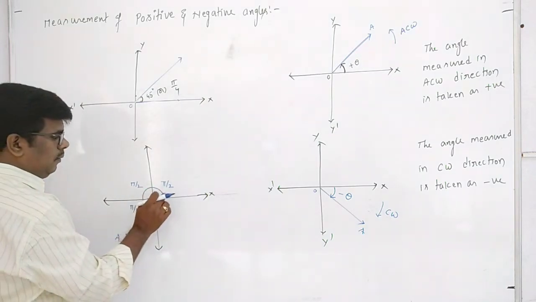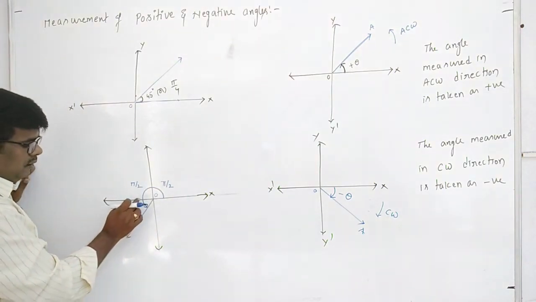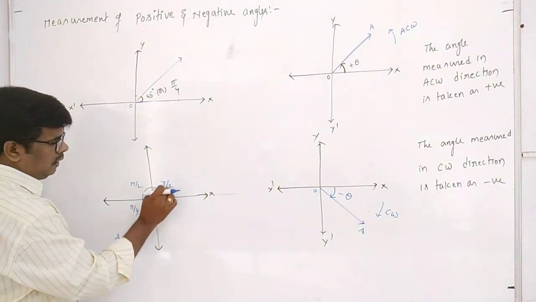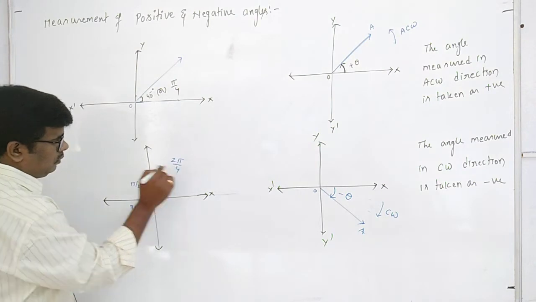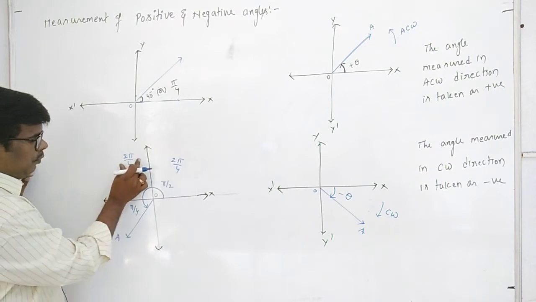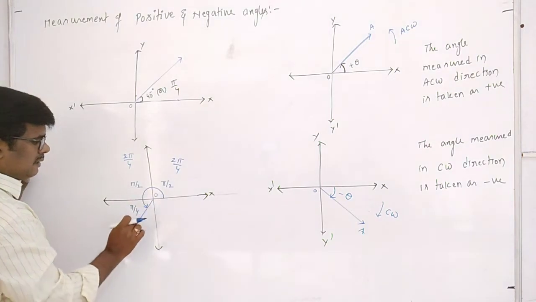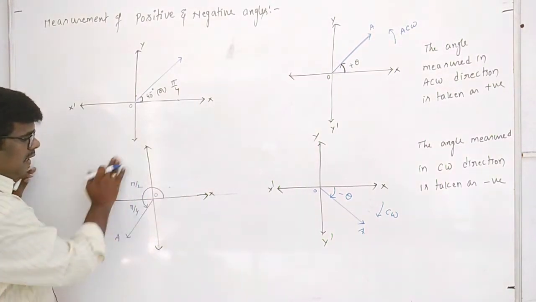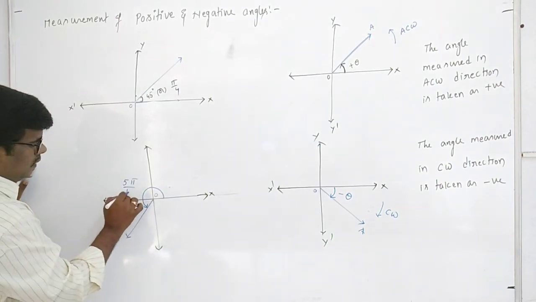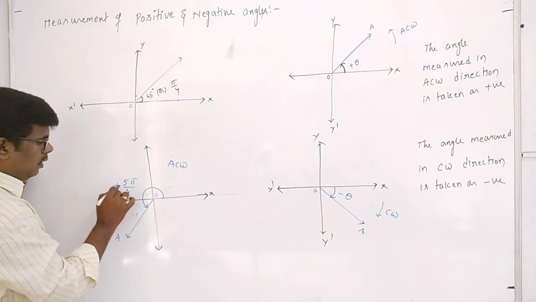Totally what is the angle here? Pi by 2 plus pi by 2 plus pi by 4, because this is 45 degrees. Or else here we can also write 2 pi by 4, 2 pi by 4, pi by 4. So 2 pi by 4 plus 2 pi by 4 is 4 pi by 4, plus pi by 4 means 5 pi by 4. So the total angle here is 5 pi by 4. What sign here? It is in anti-clockwise, so we are keeping what? Positive sign.